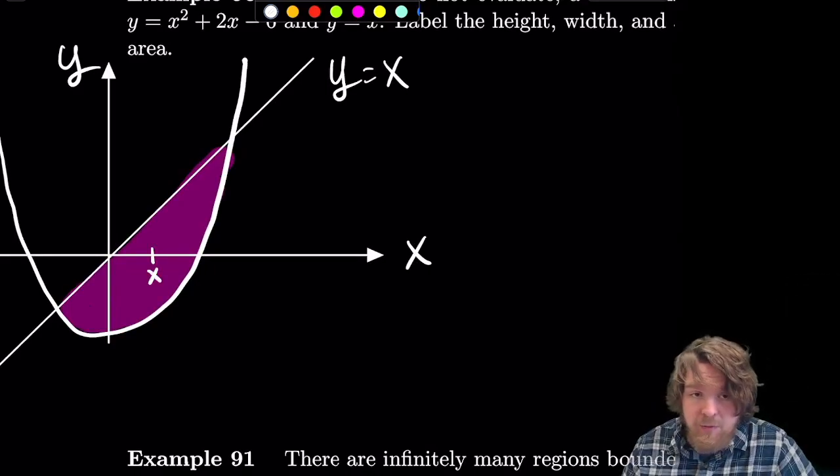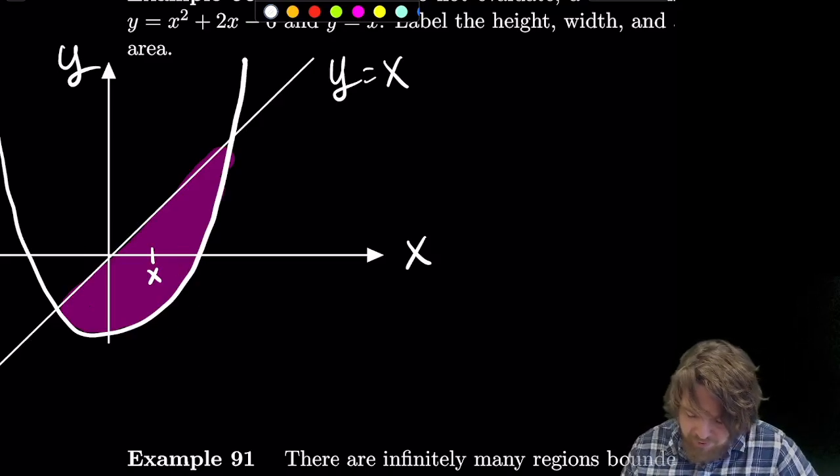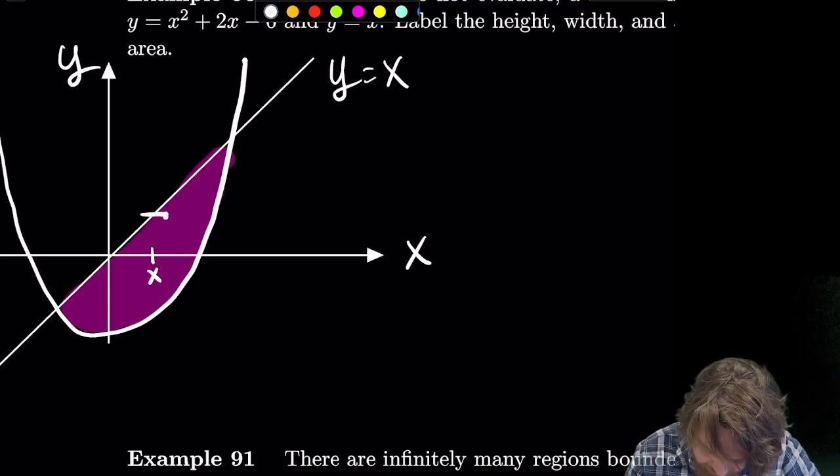I'm going to pick mine to be right here, but there's no reason why it couldn't be over here. There's no reason why it couldn't be over here. And once we have our x value picked out, I want to go ahead and draw my representative element of area.